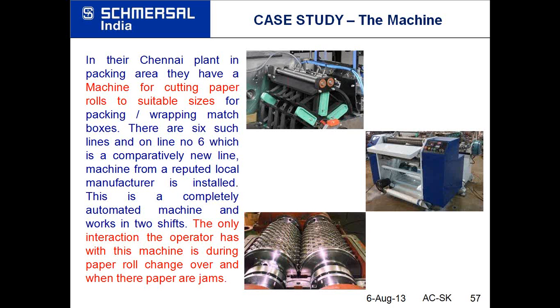The only interaction or exposure of the operator to this machine in running condition is during setup mode, when the paper rolls are changed when they finish, and when there are paper jams. Papers are there, so sometimes jams develop in the machine. So these are the only incidences where the operator interacts with the machine. It is a paper cutting machine where the paper is rolled into the machine. There is a cutter inside, and this cuts into adequate sizes to wrap the matchboxes.